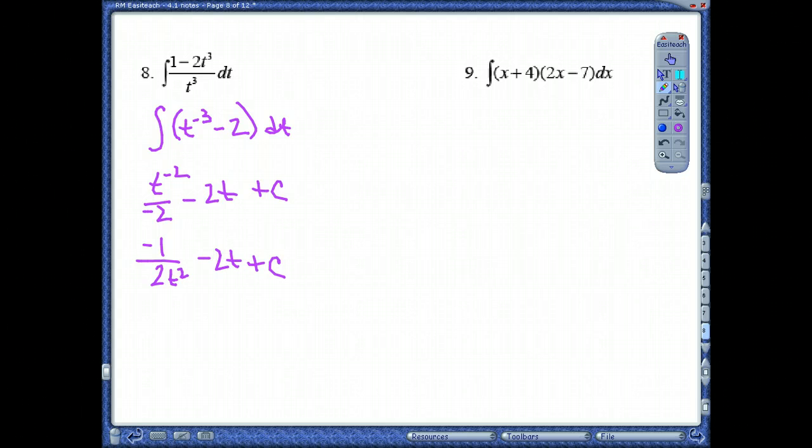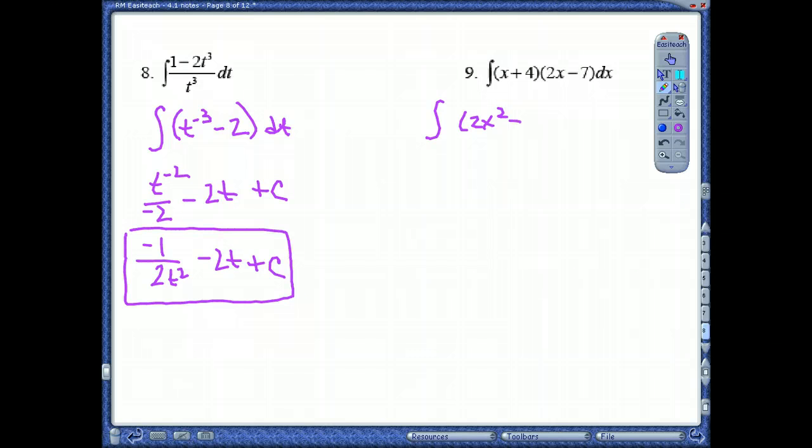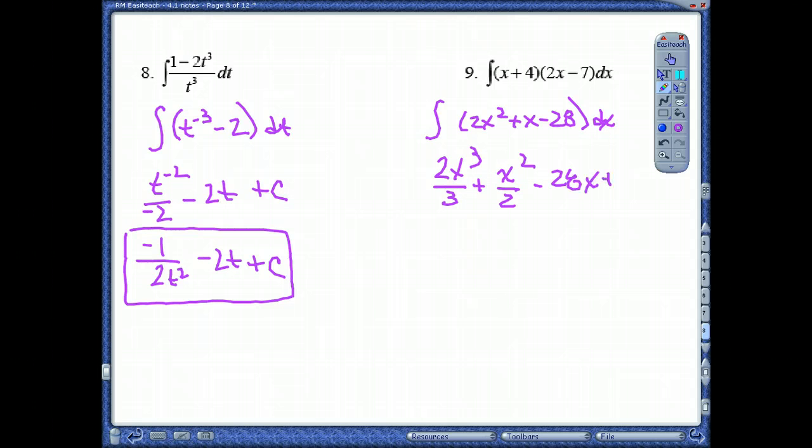They'll all have that plus c unless they give you a point on that graph. So if you have two things being divided, you're going to have to divide that on your own. There isn't a quotient rule for integration. There's also not a product rule, so you'll have to multiply that out. If you FOIL that out, you're going to get a nice, pretty product. And you'll take the integral of that. So 2x to the 3rd over 3 plus x squared over 2 minus 28x. Don't forget the plus c, because I can guarantee when I'm grading I won't forget it. Oh, sliced right through the c.